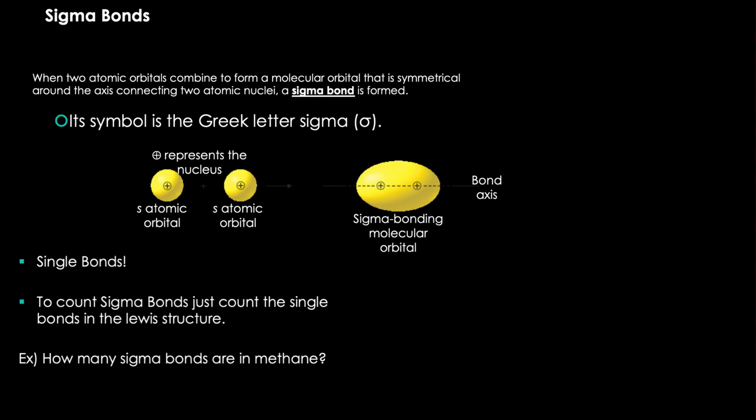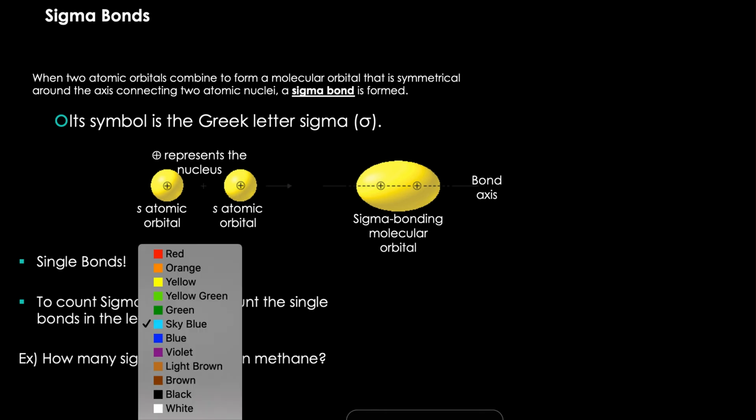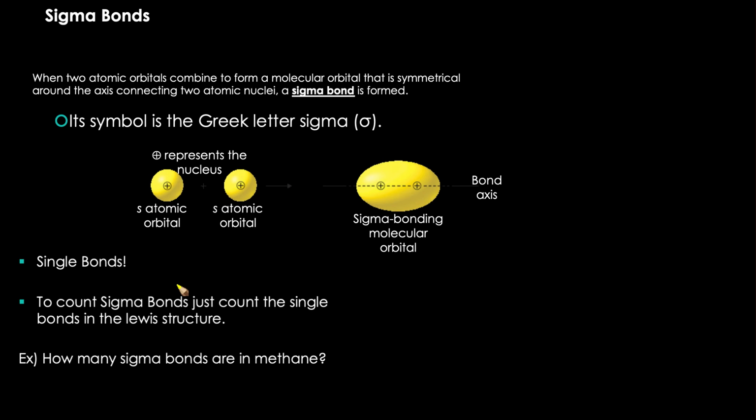So, sigma bonds. When two atomic orbitals combine to form a molecular orbital that is symmetrical around the axis connecting the atomic nuclei, a sigma bond is formed. So, sigma bond, first off, the symbol is the Greek letter sigma. When I draw my sigma bonds, it's basically just like an O with a tail.